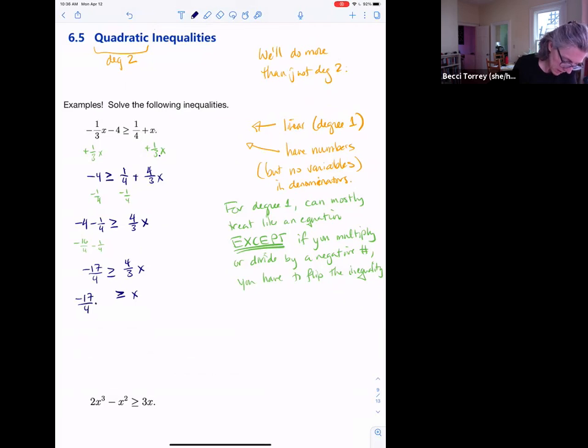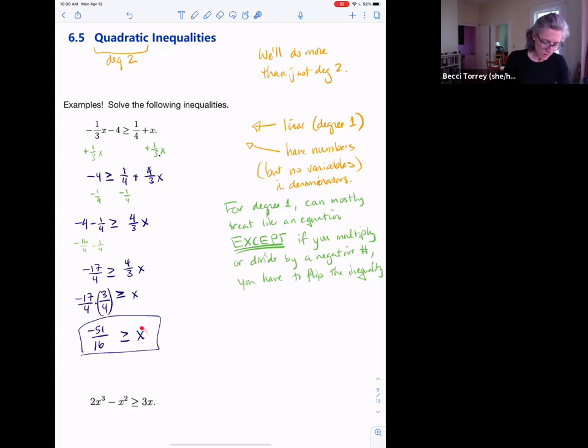And again, I multiply both sides by 3/4 to get rid of the 4/3. And so x is less than or equal to -17 times 3, -51, over 16, -51/16, I think. So any number that's smaller than or equal to -51/16, if I plug it in up here, will give me left side is greater than or equal to the right side. So I have infinitely many solutions to this inequality, which is normal for inequalities.